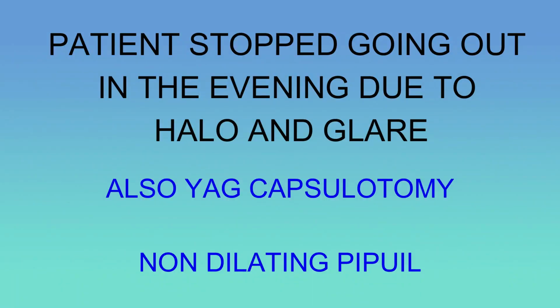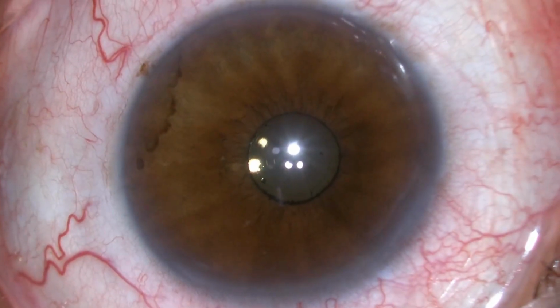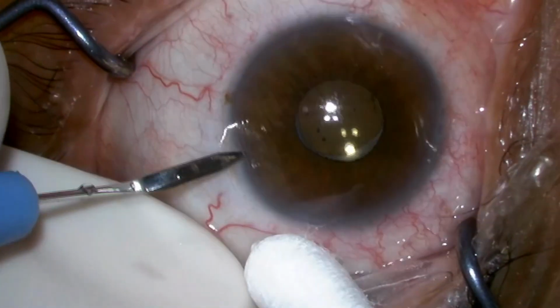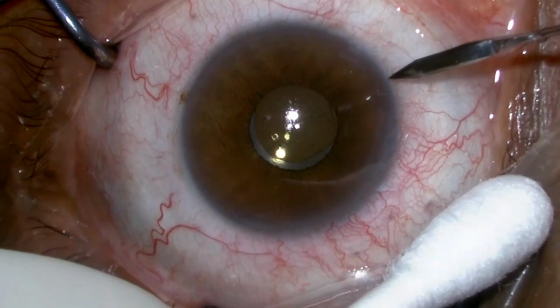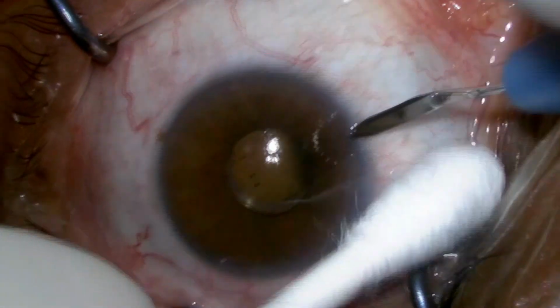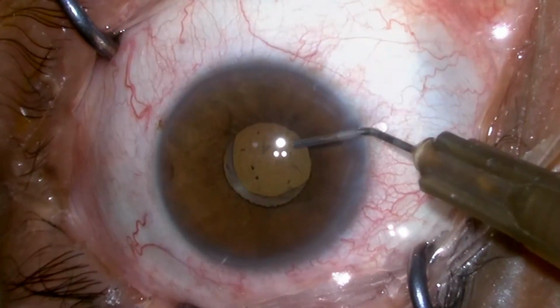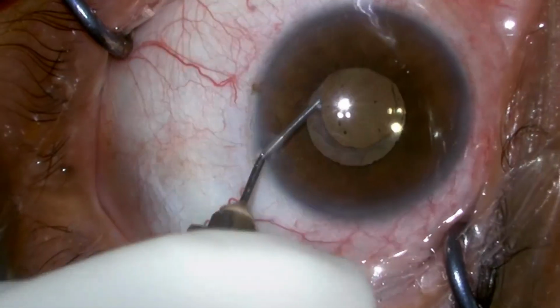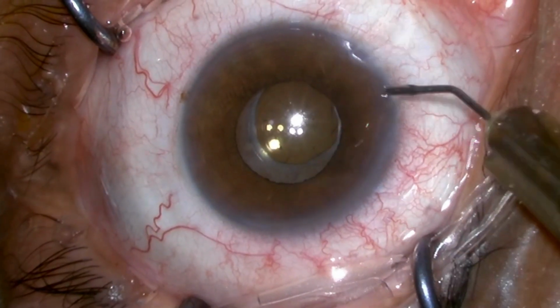Today we will be discussing a case of multifocal IOL exchange where the main problem the patient was suffering from was halos and glare, and this surgery was performed 2 years back. The patient also had a YAG capsulotomy and the pupil was non-dilating. So as you can see, we are trying to dilate a little bit of the pupil with the help of phenocaine.